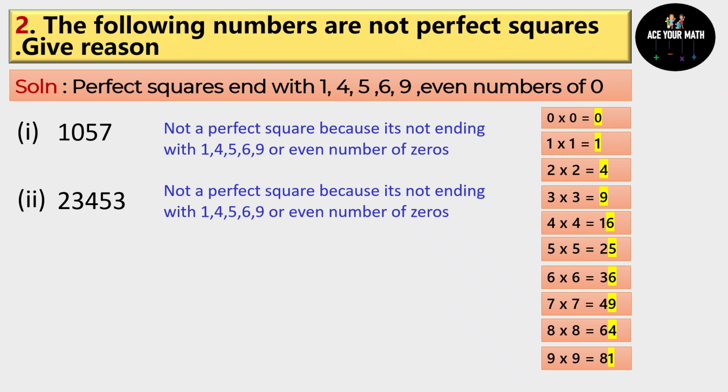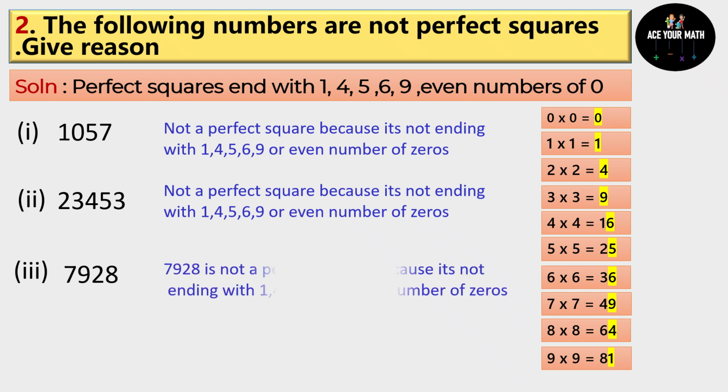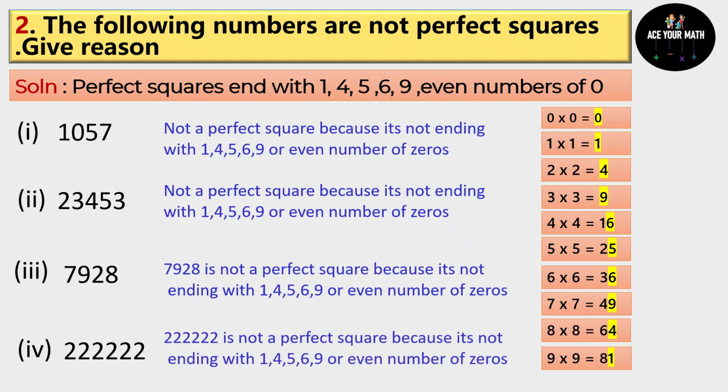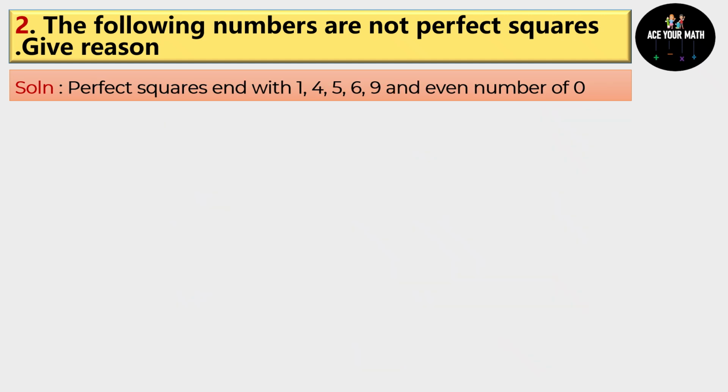So in all these, the reason is the same. Same for the third one. See, the given number is 7928. It is not ending with the given digits, so it is also not a perfect square. Now the fourth one, it is 6 times 2. It is ending with 2, and that is why it is also not a perfect square, because the reason is the same for all these questions. Now let's look at the next part.